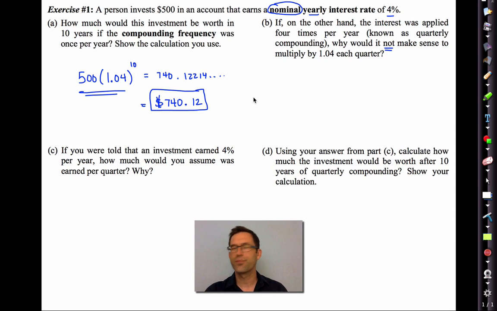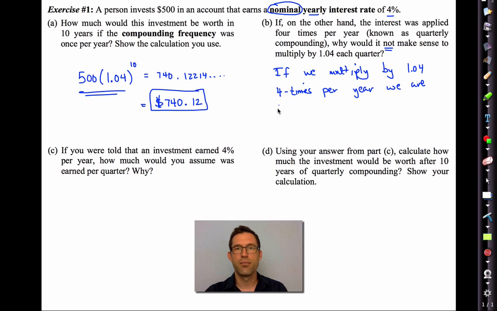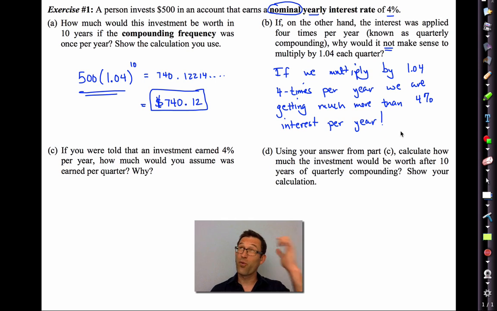Well, it's very simple. If we multiply by 1.04 4 times per year, we are getting much more than 4% interest per year. You may even think, well, if I get 4% every quarter, 4 quarters, maybe I'm getting 16% per year. That's not actually true. If you think back to our mindful percent manipulations, we could play around with it a little bit, but we'll eventually take a look.